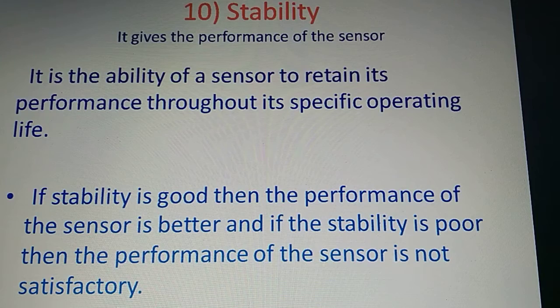Let's go for the next static characteristic of the sensor, and it is called stability. This stability of the sensor gives the performance of the sensor. That is, if the stability of the sensor retains its performance throughout its specified operating life. If stability is good, then performance of the sensor is better, and if the stability is poor, then the performance of the sensor is said to be not satisfactory or not good.